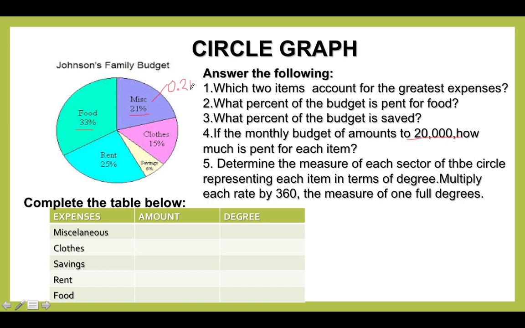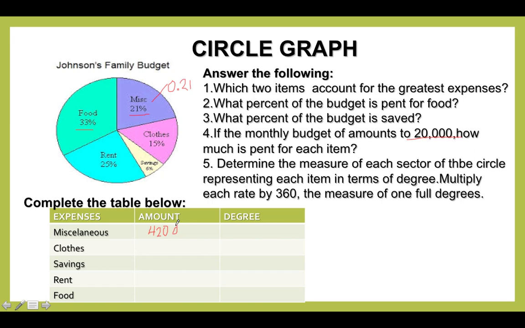So, what is 21% of 20,000 pesos? Just multiply 20,000 times 0.21. So, the answer is 4,200. So, for this portion, 4,200 ang answer natin. How about for the clothes? Can you answer it for me? Ano yung answer natin sa clothes?